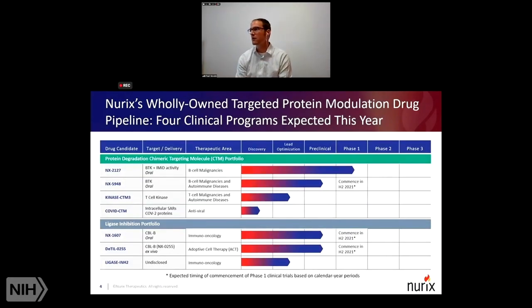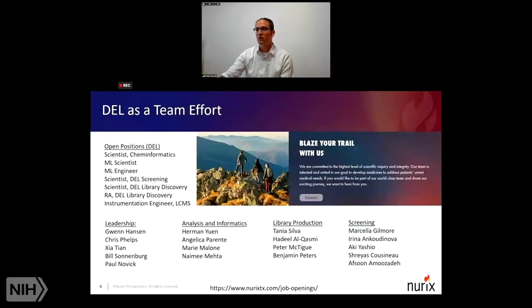We expect to be in about 4 clinical trials by the end of the year. And this is with candidates functioning as traditional small molecules for ligase inhibition, as well as in conjunction with our cell therapy platform, as well as these CTMs for targeted protein degradation for a variety of cancers and autoimmune diseases. And at Nurix, I have the privilege of working with an incredibly talented and collaborative group of scientists pictured here.